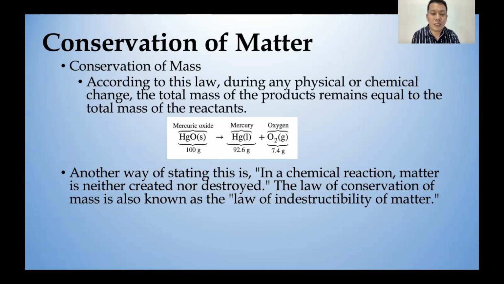Though the reaction here is not yet balanced, the point of the argument is that the mass of the reactants should be equal to the mass of the products. Another way of stating that is, in a chemical reaction, matter is neither created nor destroyed. The law of conservation of mass is also known as the law of indestructibility of matter. So they are indestructible. That's why mass is always conserved.